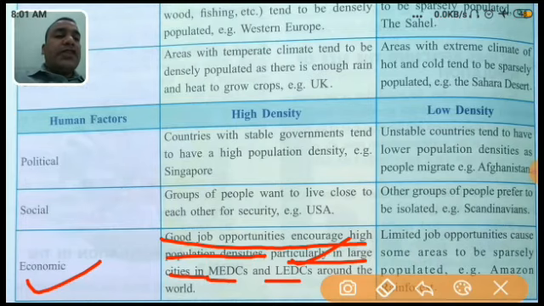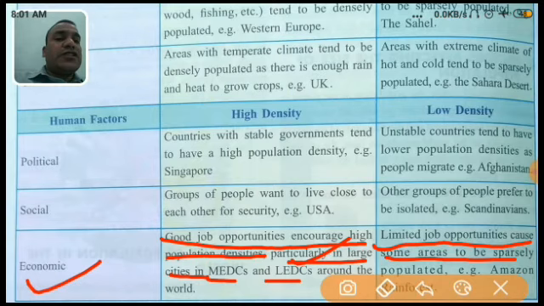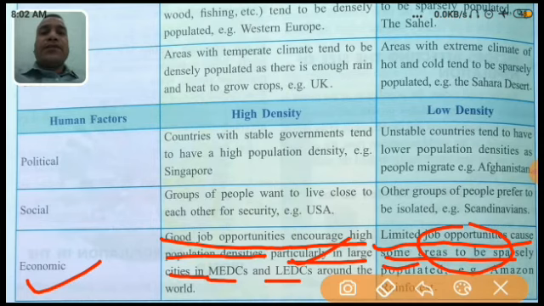And limited job opportunities cause some areas to be sparsely populated, just like the Amazon rainforest. Okay, in the Amazon, it is completely covered with forest, so the opportunity for industry and other jobs is very little. That's why the area is very sparsely populated.